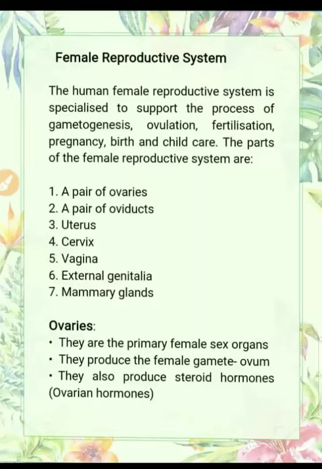Hello everyone. In the last part we discussed the male reproductive system. Today we will study the female reproductive system. Actually, the human female reproductive system is specialized to support the process of gametogenesis.